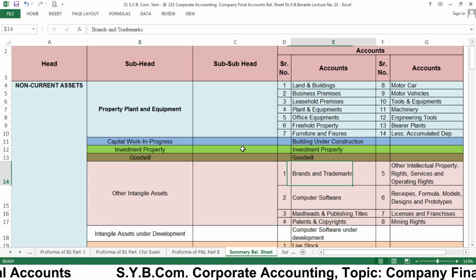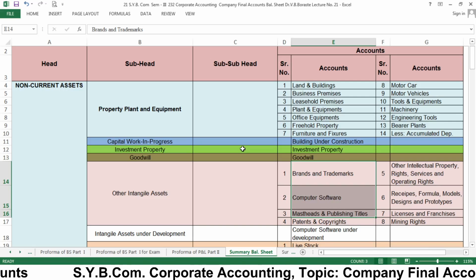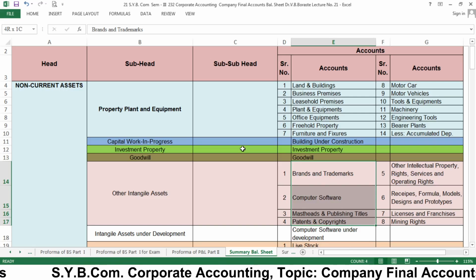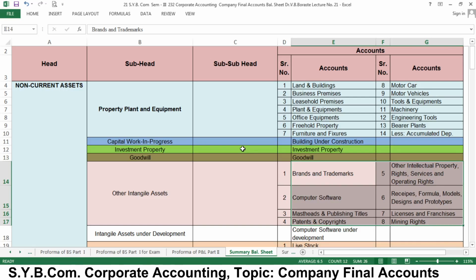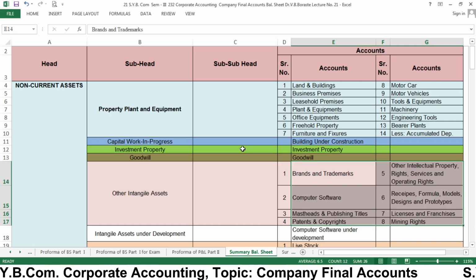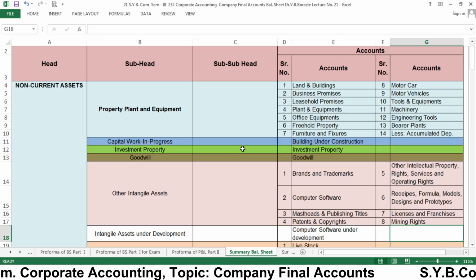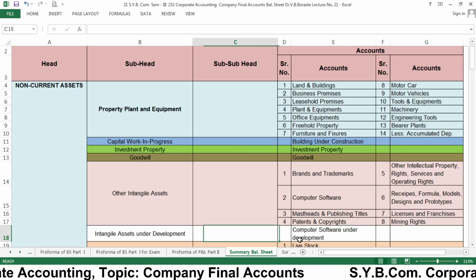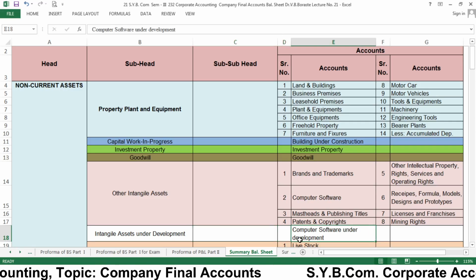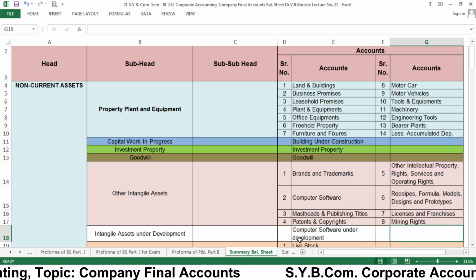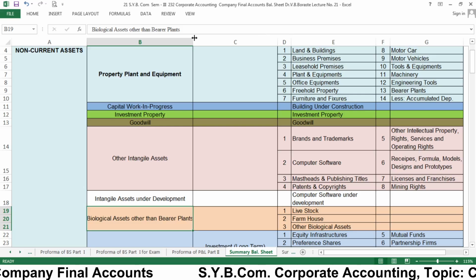Other intangible assets are brands and trademarks, computer software, mastheads, patents and copyrights, as well as other intellectual property services and operating rights, where recipes, formulas, models, designs, prototypes, licenses, franchises, mining, such kinds of assets will be considered under the head other intangible assets. After that, certain intangible assets which are under development, such as computer software under development, will be called intangible assets under development. After this, some biological assets other than bearer plants.